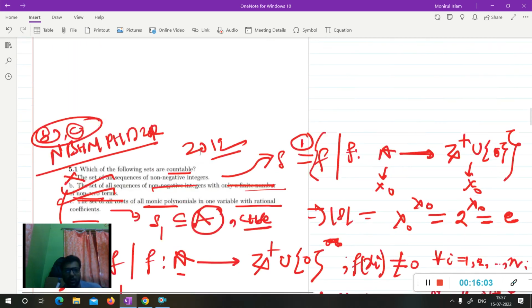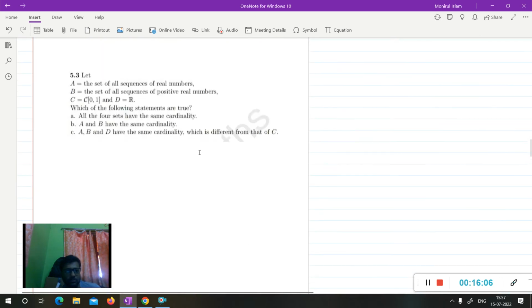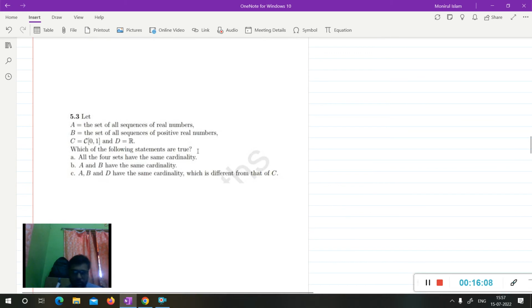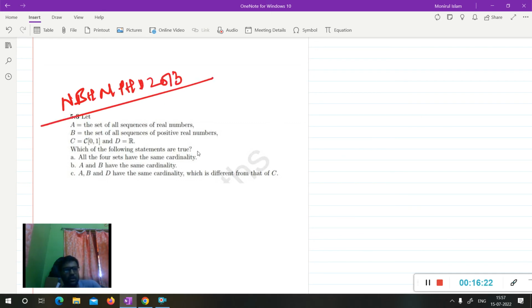Now, go to the next question. This question was asked in NBHM PhD 2013. Okay, it is saying A is the set of all sequences of real numbers. Okay, A is nothing but a set of mappings from the natural numbers to the real numbers, so the codomain will obviously be R.